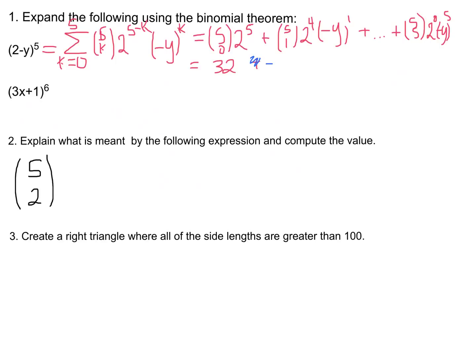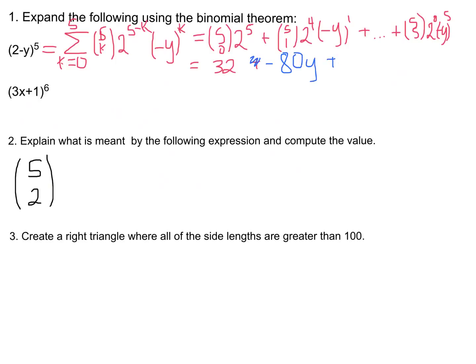It's going to be negative 5 times 16. And so, of course, 5 times 10 is going to be 50. And 5 times 6 is going to be 30. So I'm going to have negative 80y.